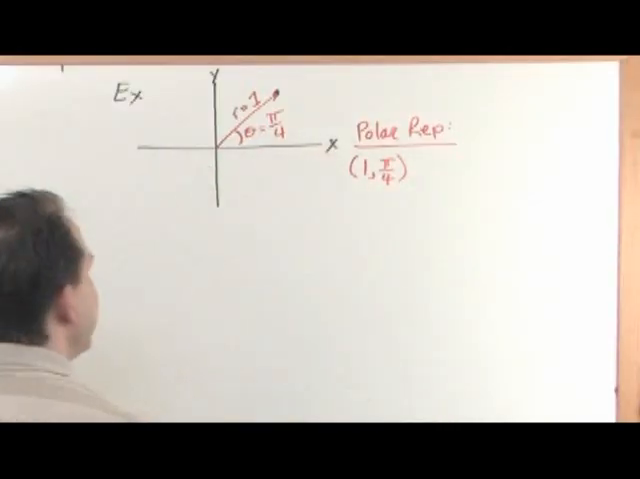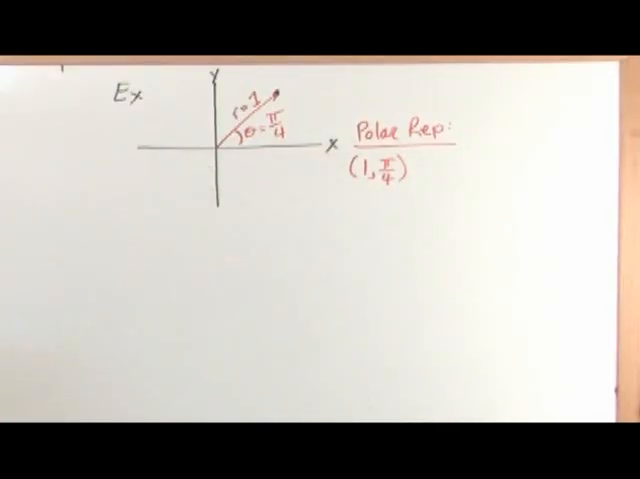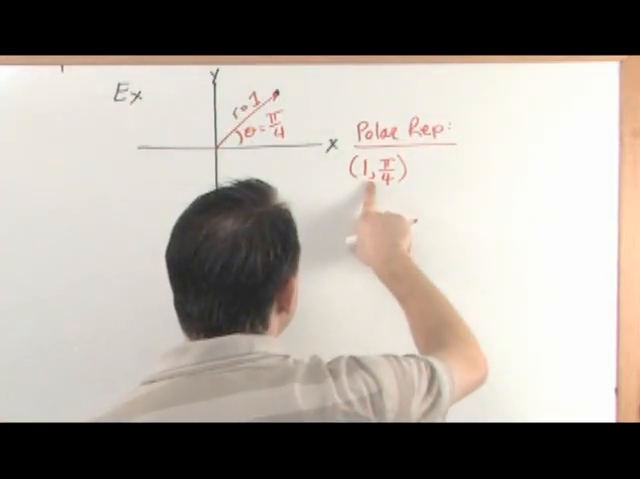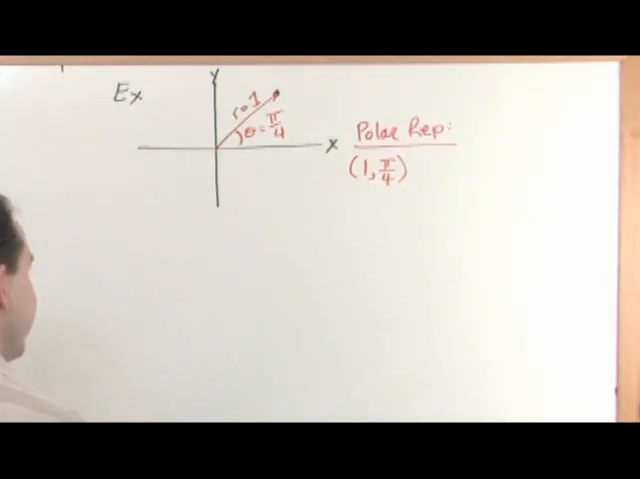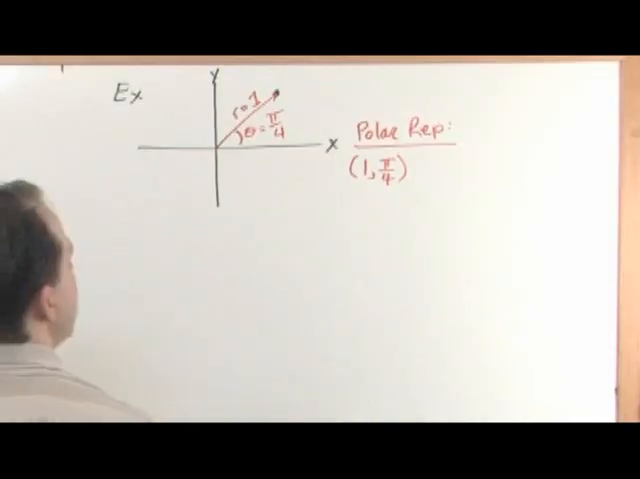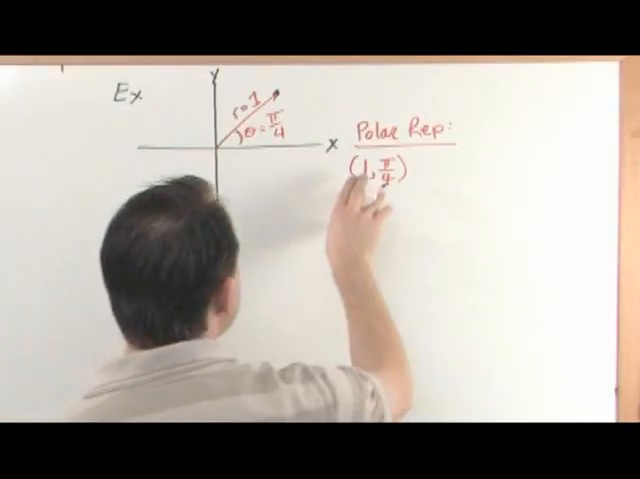That's how you would write it down in your test or your homework. That's how you would see it in your book. It would be the radius, comma, and then the angle. Just like it's always x comma y in the books for Cartesian, it's always r comma theta.